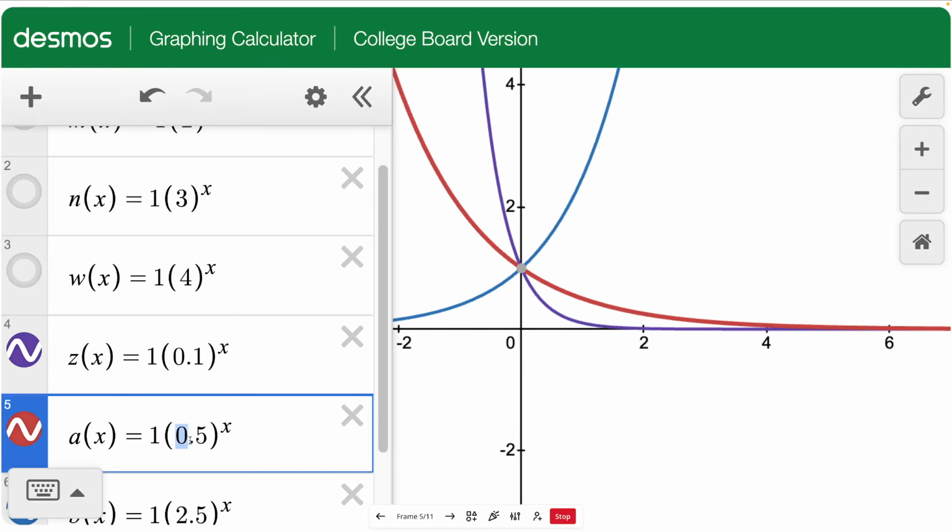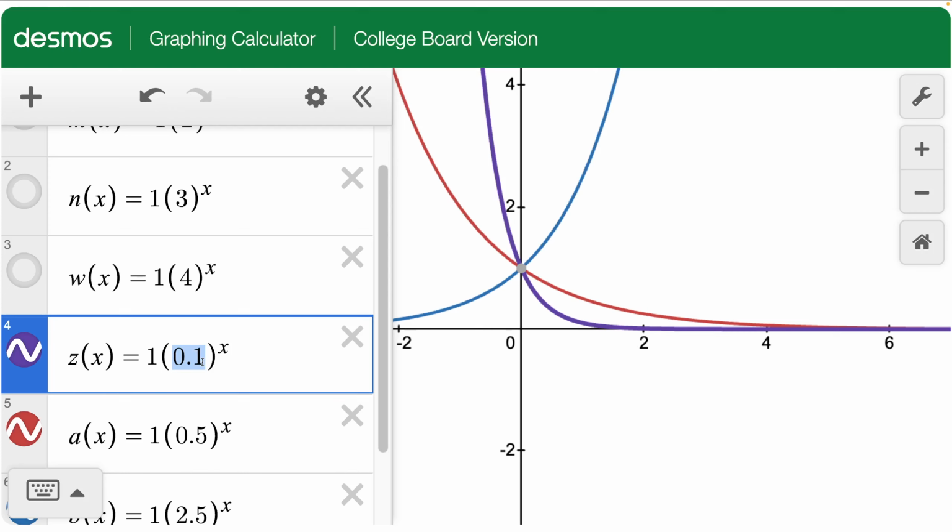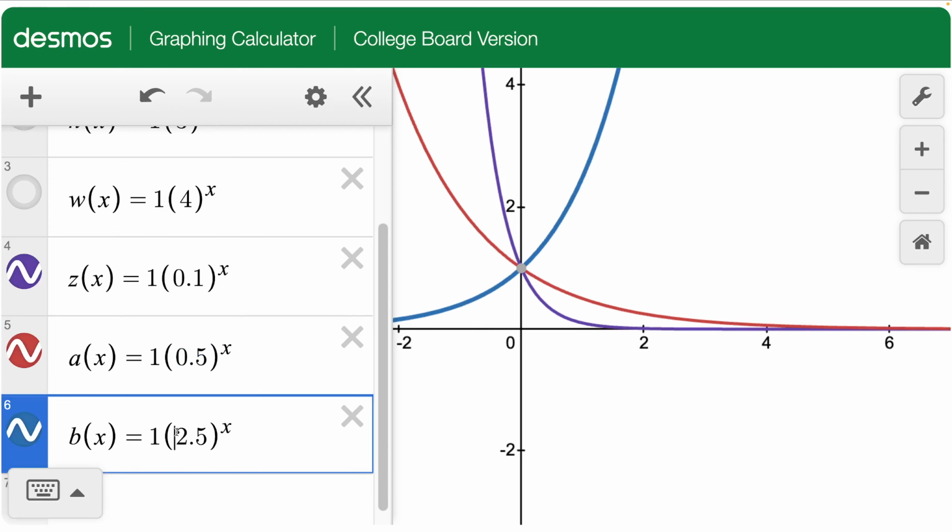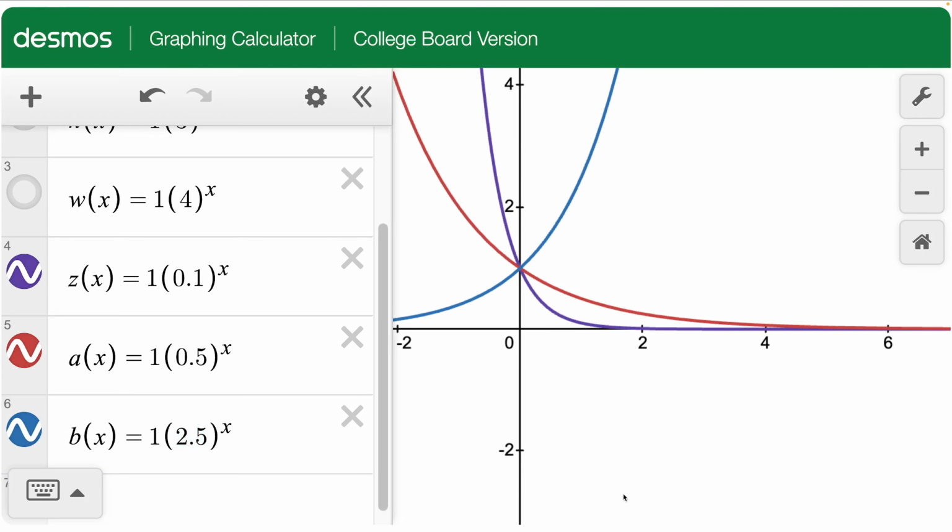If the number on the inside of the parentheses is between 0 and 1, then it will be an exponential decay function. It'll go down from left to right. If the number inside the parentheses is bigger than 1, then it will be a growth function. Okay? All right, we're going to use this info now.